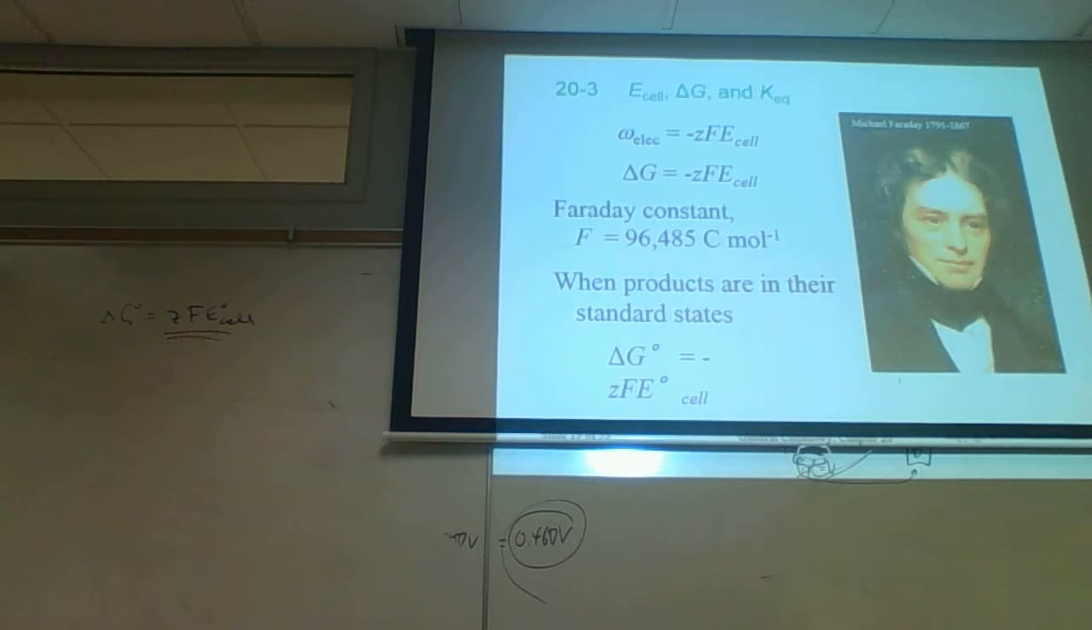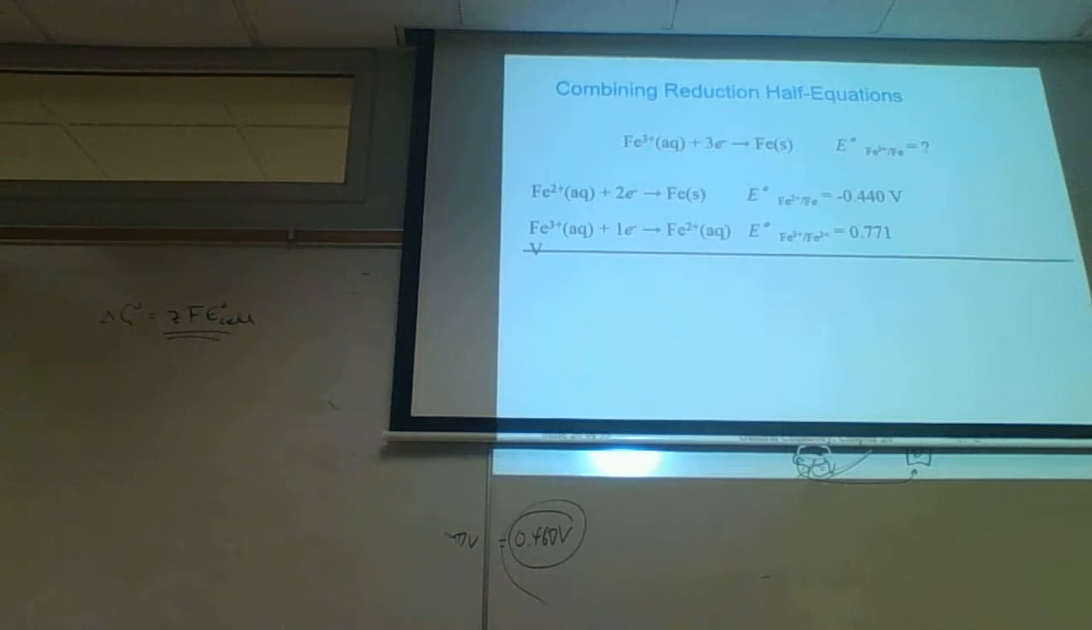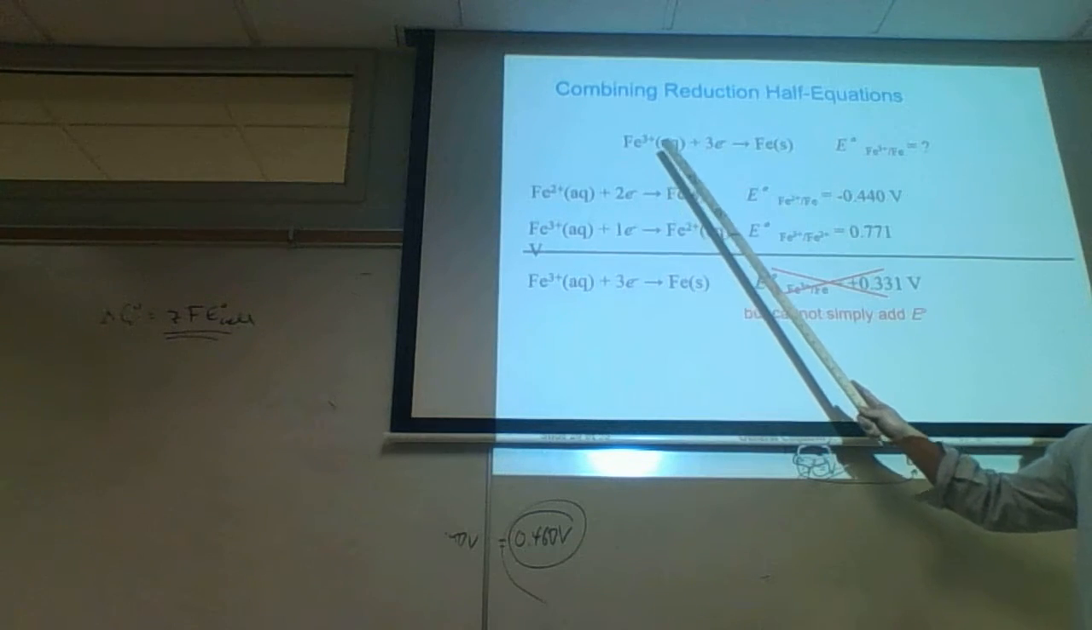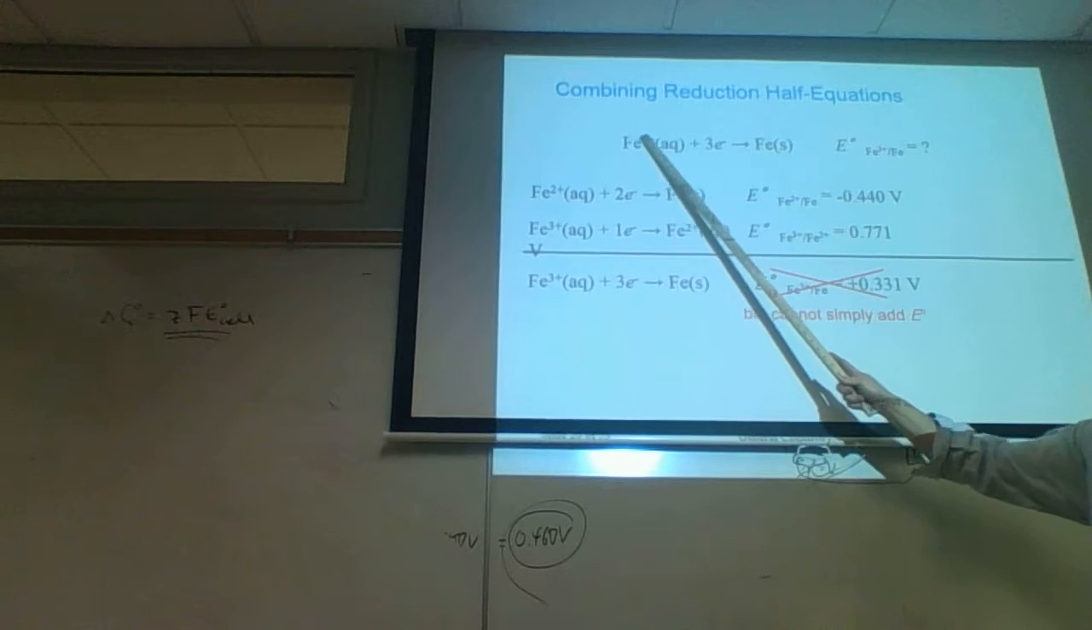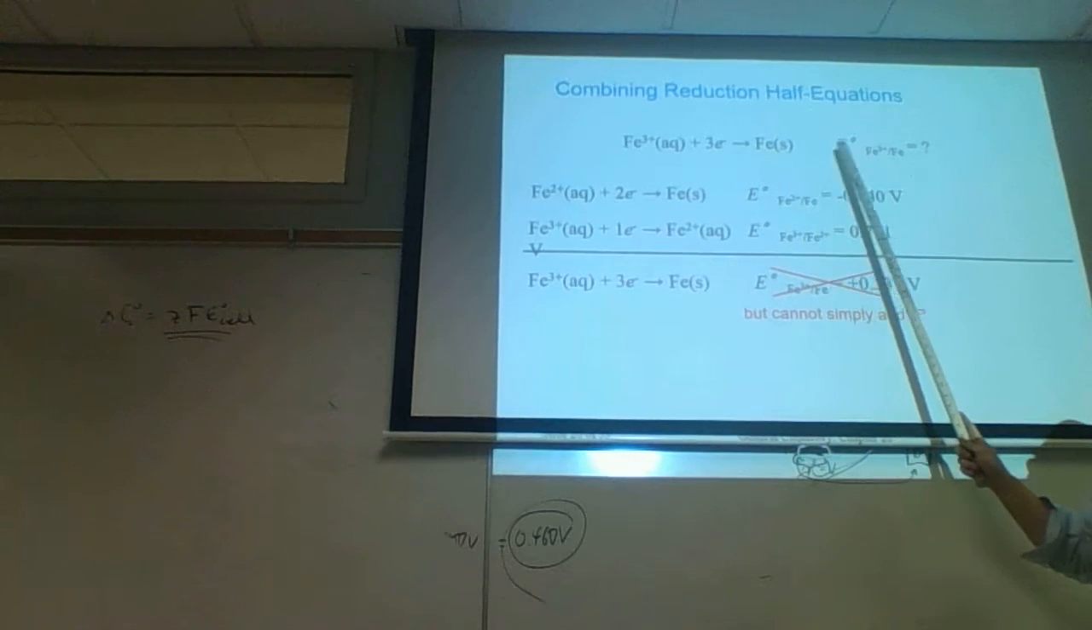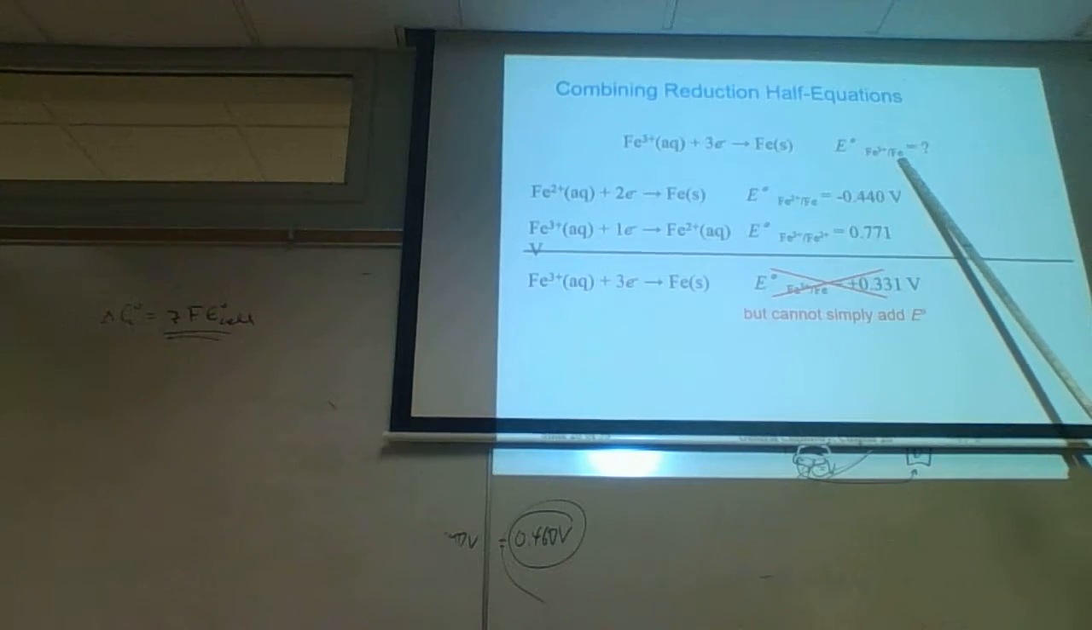So there's a weird thing that happens. Let's say we're interested in this reduction potential here. We want to reduce iron 3 all the way to iron metal. Well, that's going to take iron 3 plus 3 electrons goes to iron metal. So what is the reduction potential for this?